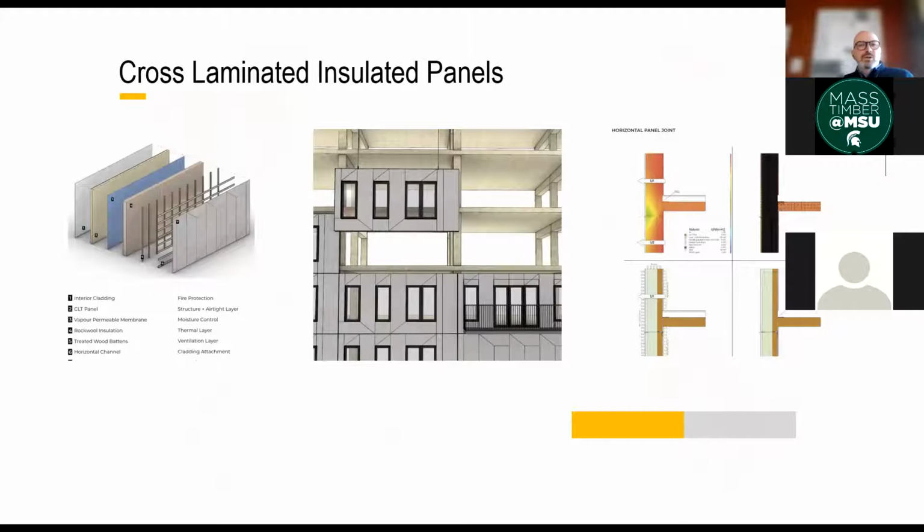Glulam we make, those are all the columns and the beams. And lastly, we make our CLT insulated panels. These are the prefabricated panels we make in our plant, and they come with an interior CLT layer, vapor permeable layer. We can pre-install the insulation and the strapping. This is an evolving product, we've done about 4 or 5 projects to date with it.